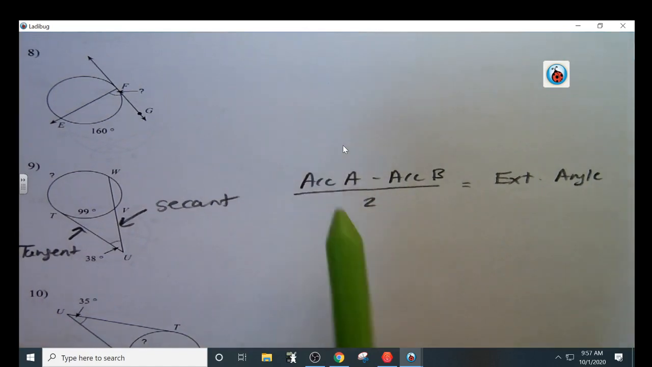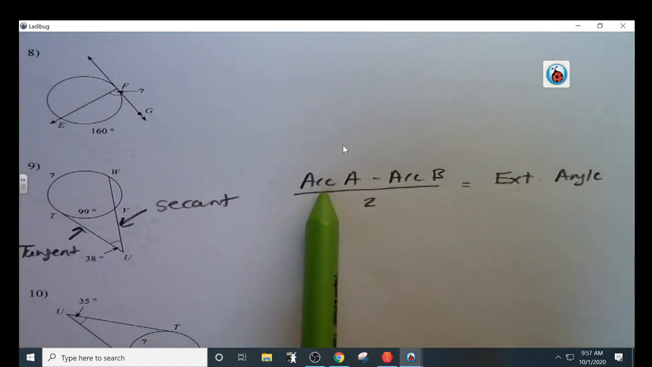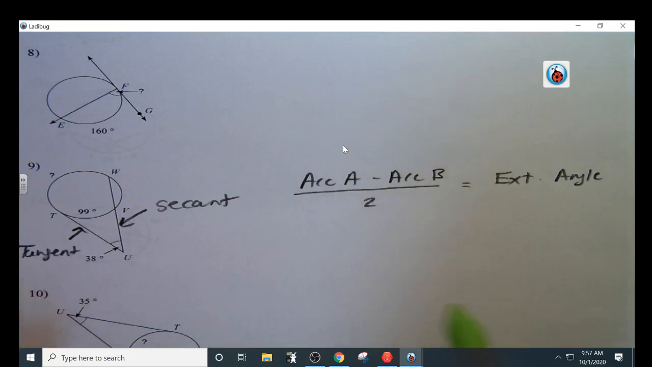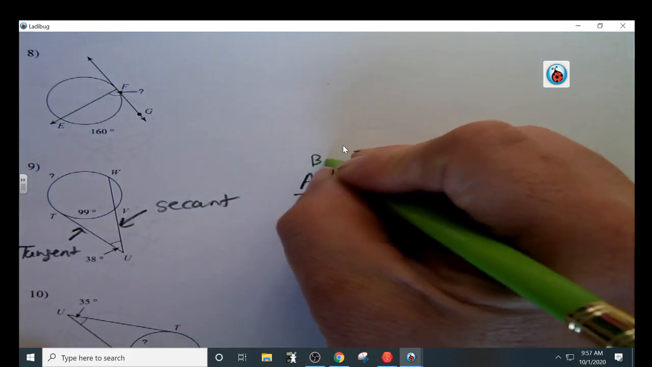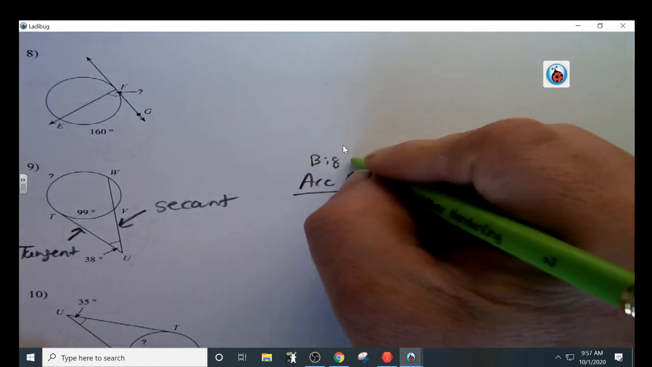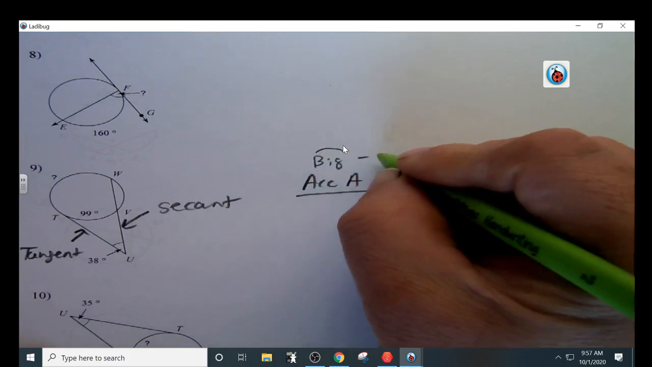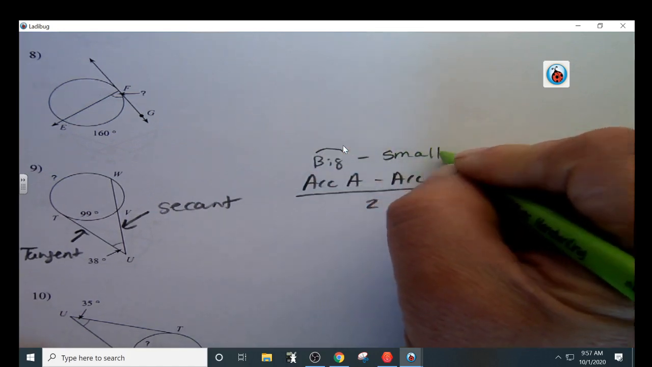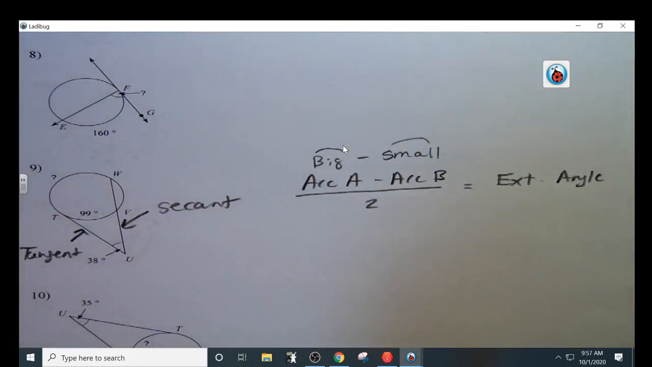And guys, remember, arc A is always your biggest one. So pretty much you could say big arc minus small arc. Okay, you kind of think of it that way. That makes more sense.